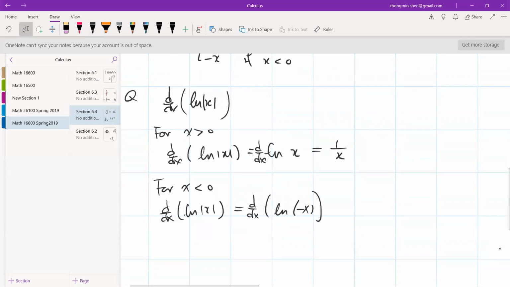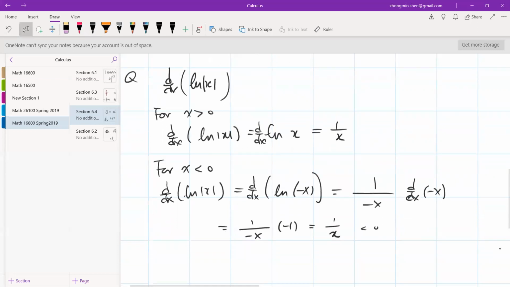Now, when you differentiate this, you have to use the chain rule. Whatever is inside the natural log goes to the denominator, then you have to differentiate negative x, and the derivative of negative x is negative 1. So you still get 1 over x, but this time it's negative, but you get the same formula. No matter whether x is positive or negative, the answer is always 1 over x.